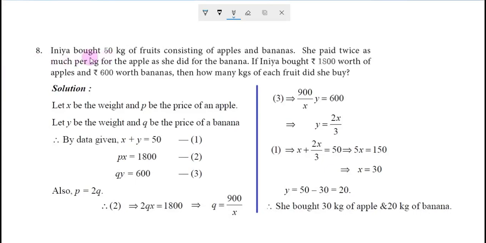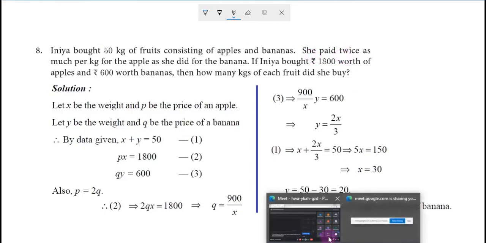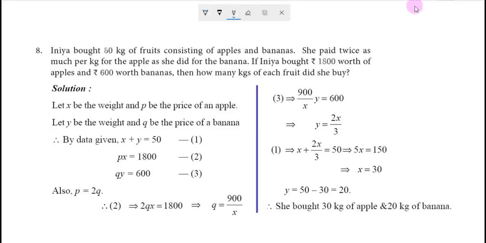Okay, now question number 8. Inia bought 50 kg of fruits consisting of apples and bananas. So totally she bought 50 kg. In the 50 kg she has apples and bananas. Okay, she paid twice as much per kg for the apple as she did for the banana. If she paid 20 rupees for banana, it means twice for apple, so 40 rupees for apple. Understood?